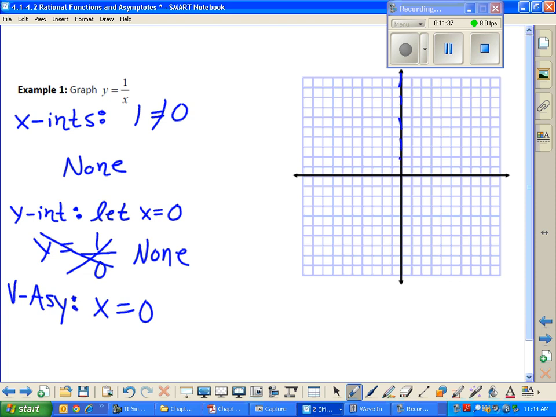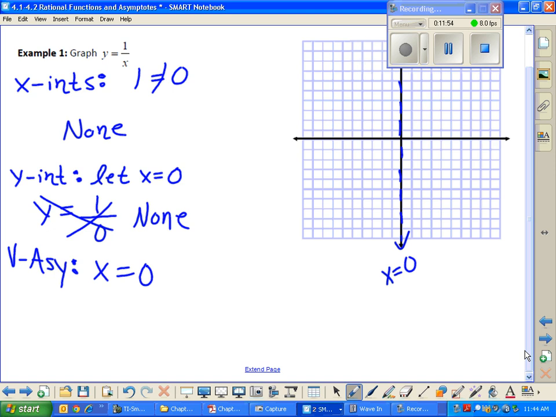I draw it in as a dashed line because ultimately it cannot be a solution point or set of solution points to our graph. So I draw it in dashed and then I label it. After I calculate the vertical asymptote, I calculate the horizontal asymptote. The horizontal asymptote is calculated by making a comparison.